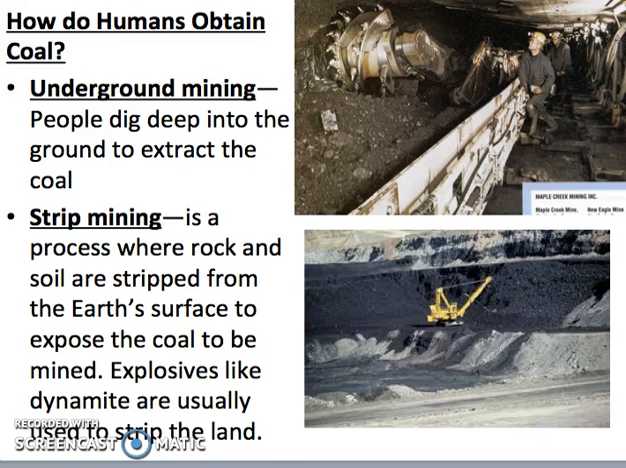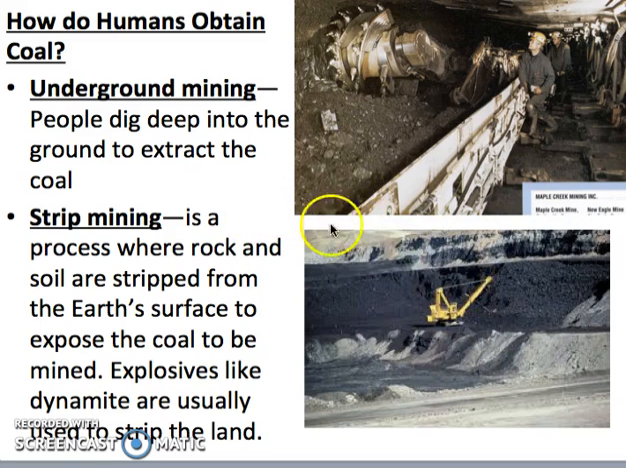Finally, let's talk about how humans get coal. One way that we can get coal is by mining underground. So people will dig deep into the ground where coal is found to get the coal out. The second type of mining is strip mining, and this is when we will blast away or get rid of everything above where the coal is and expose the coal to above ground.